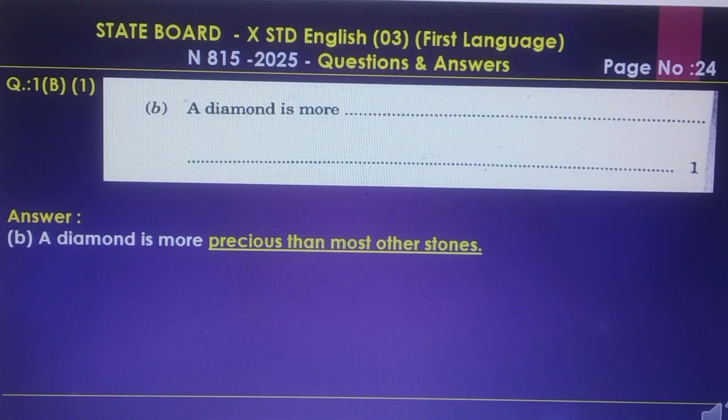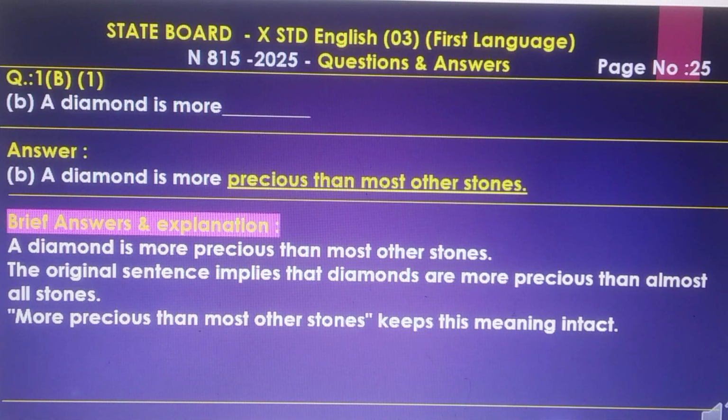And question number B1: a diamond is more precious than most other stones. The brief answer and the explanation of these questions: a diamond is more precious than most other stones. The original sentence implies that diamonds are more precious than almost all stones. More precious than most other stones keeps this meaning intact.